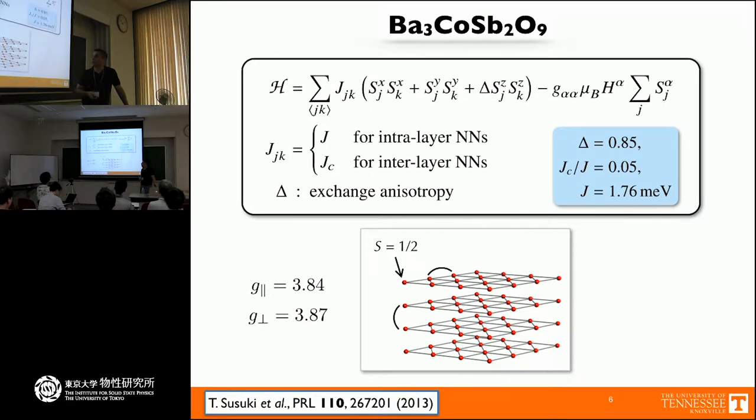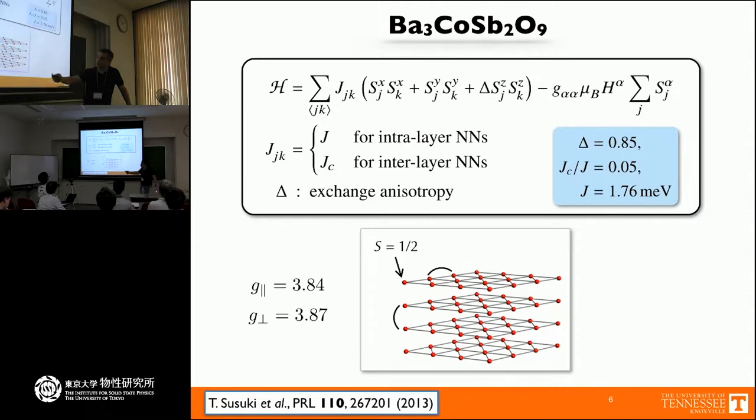Then, of course, if you want to compare against experiments, it is important to include the interlayer coupling, and I will show the results when you include it. But in a first approximation, we can treat this as a two-dimensional Heisenberg magnet with a small easy-planar anisotropy, and this is the g factor. I mean, the g factor is different along the two different directions in the plane.